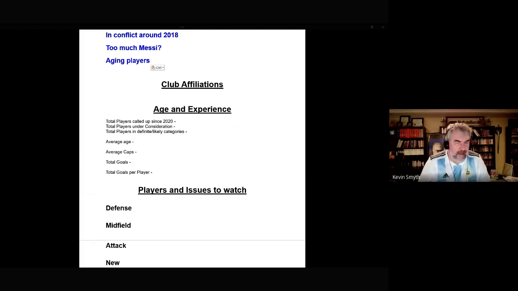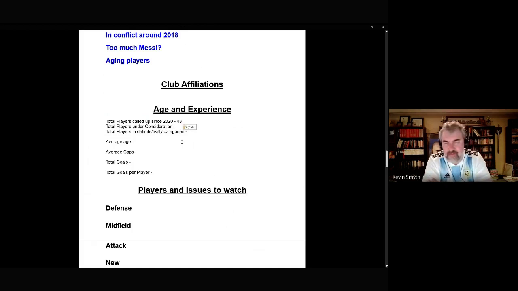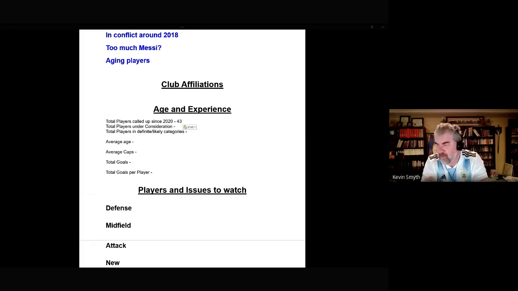So they have under consideration 43 players. Sorry, this is players called up since 2020, and this is a rough figure, because I'm sure I have a couple of mistakes in there. But players called up since 2020, they have 43. And the most interesting way to look at this is to compare it with other teams I've done. So I have about 12 teams in the mix here.